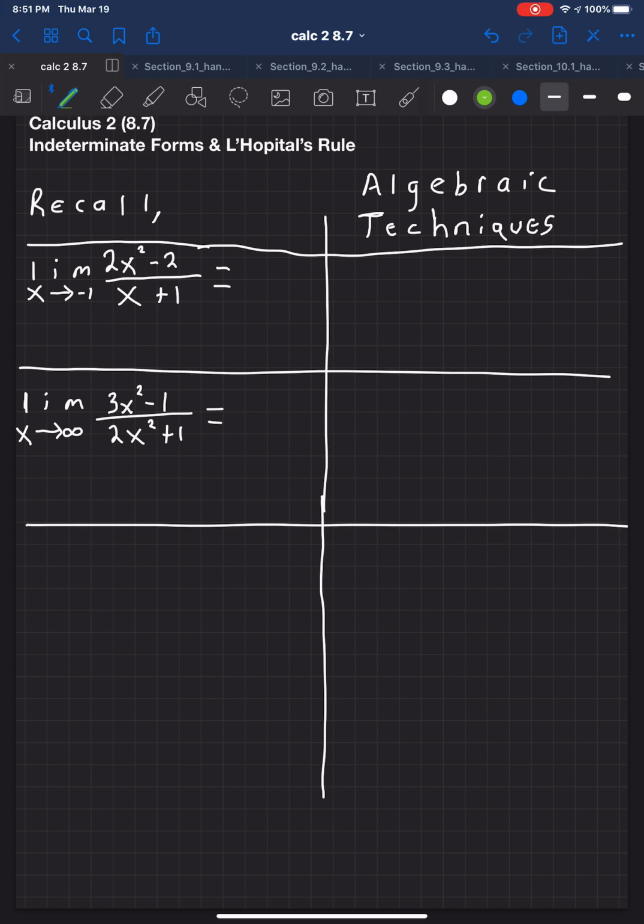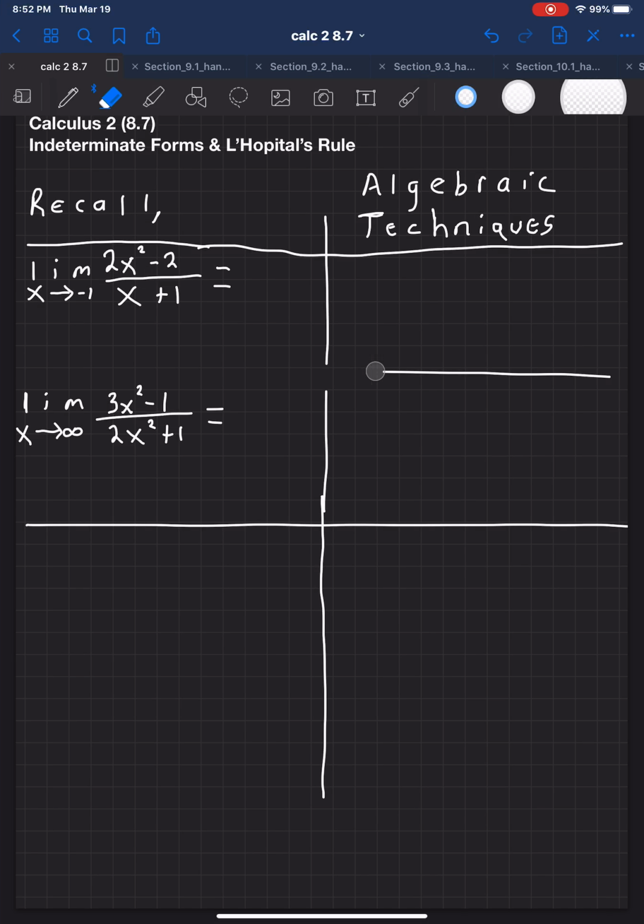So chapter 8, section 7, and the topic is on indeterminate forms. Indeterminate forms and a new rule for approaching them, what we're going to call L'Hopital's rule. So let me begin with what we know at this point, right? Take a look at the two limits that I've produced here.